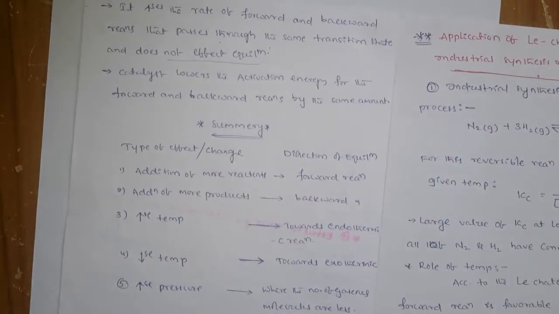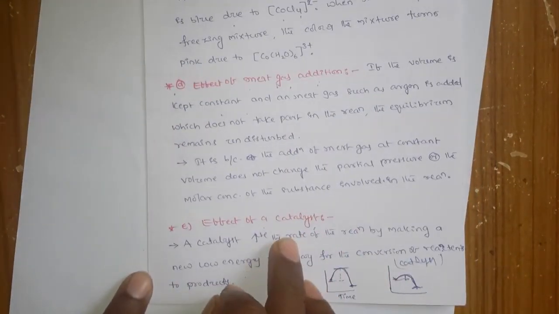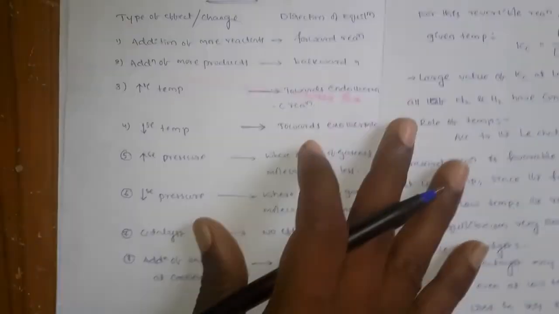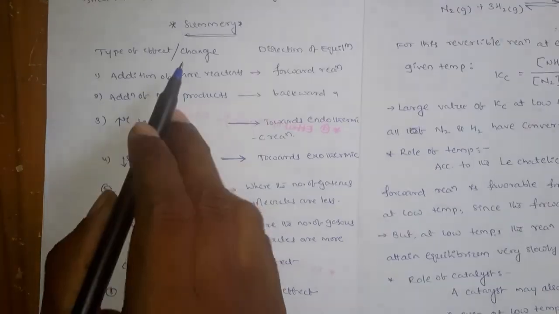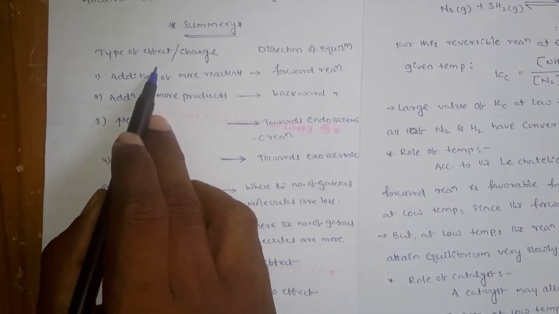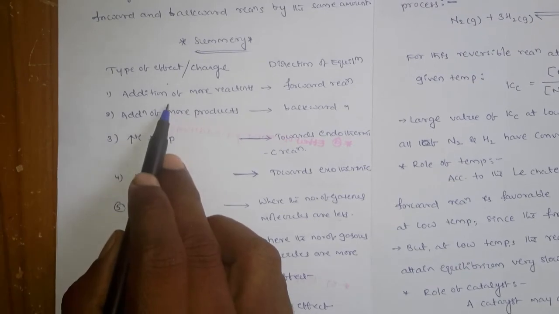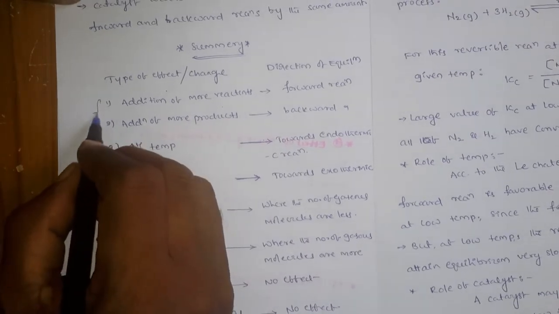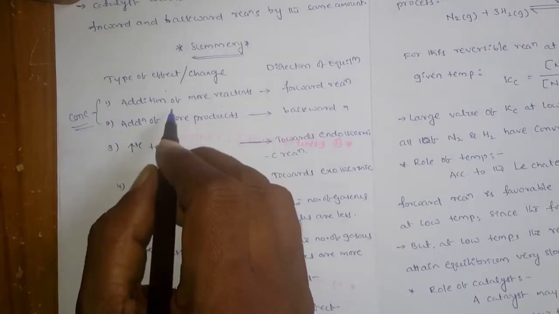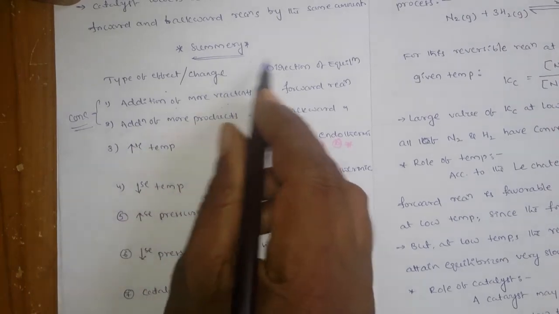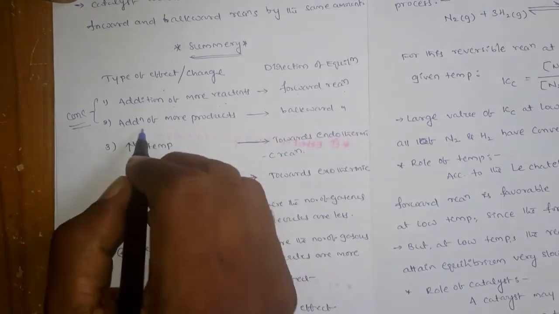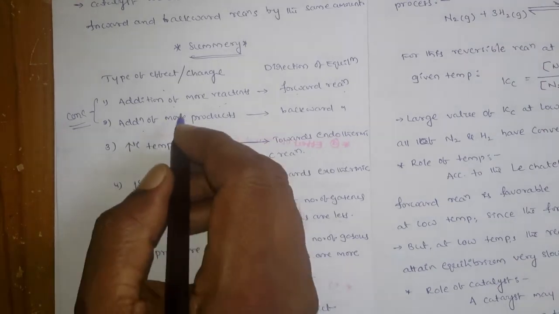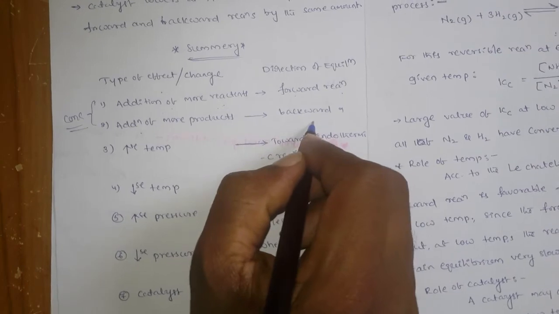So finally, the last two factors, the addition of inert gas and the catalyst, are negligible. Here I am summarizing. The first one is concentration change. When you add more reactants, they will convert into products, so the forward reaction is favorable. And when you add more products, it will go back, so the backward reaction is favorable.